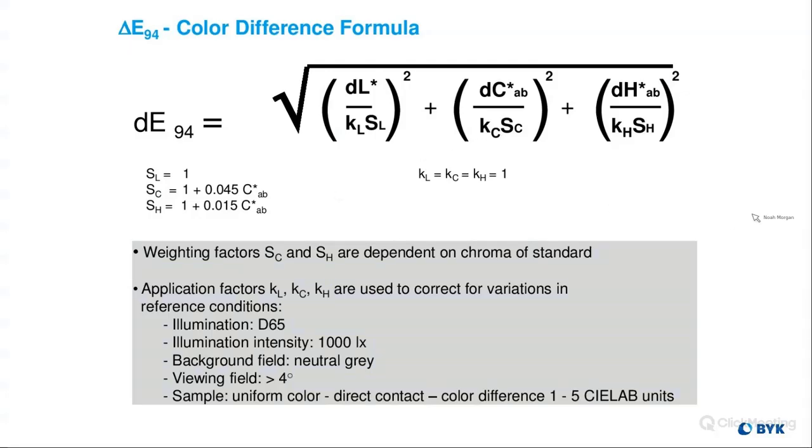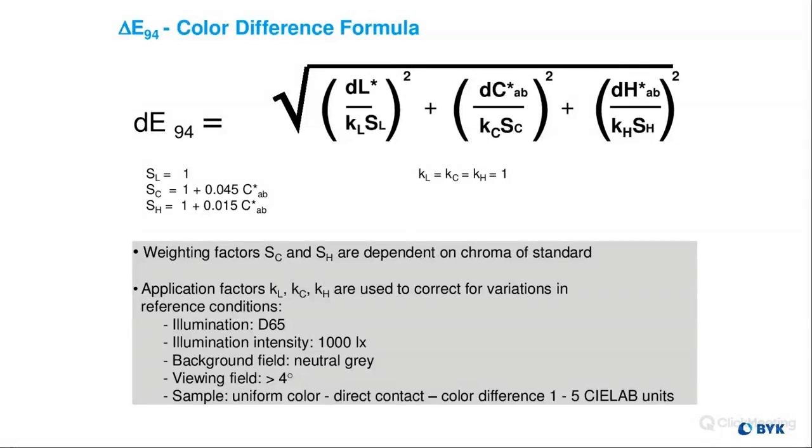So we see here, this is the actual equation. Somewhat similar to the last equation, but has a couple different factors. So weighting factors SC and SH are dependent on the chroma of the standard. And then we have application factors that are used to correct for variations in different conditions like illumination intensity, background field, your viewing field, and your sample. So it's a little more advanced equation.